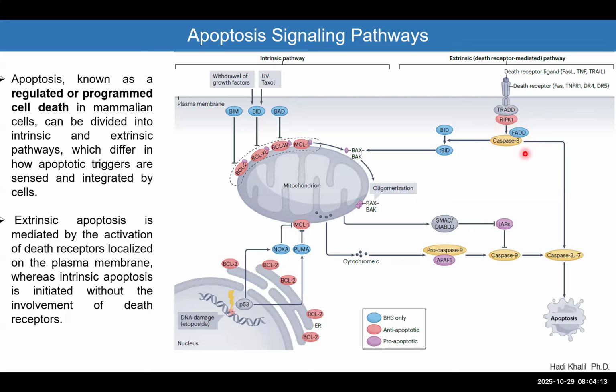But what does this complex do? It activates caspase 8. And what does this component do? It activates caspase 9. And now both caspase 8 and 9 induce the active caspases 3 and 7, which execute the cell death.